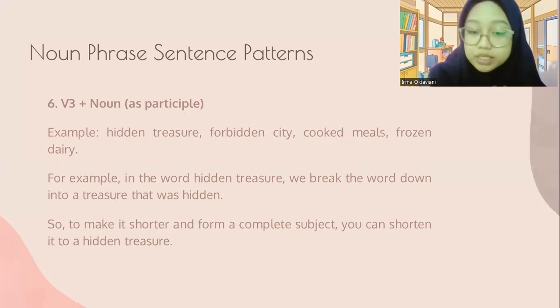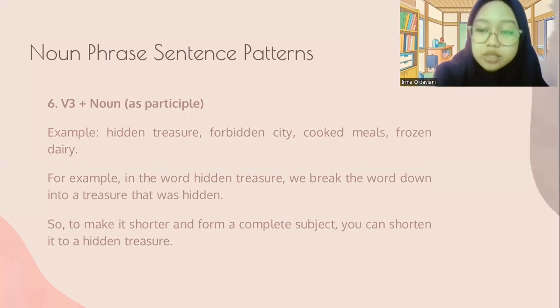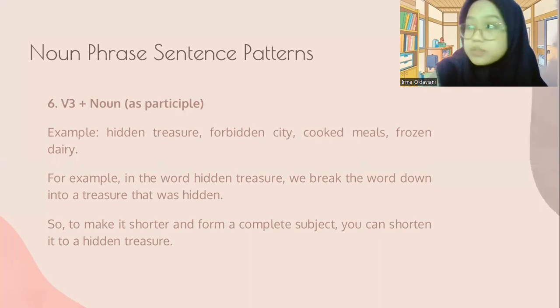The use of verb 3 has a function as a participle or explanatory information. They use relative pronouns such as who, which, that, whom in passive adjective clauses. For example, in the phrase hidden treasure, we break the phrase down into a treasure that was hidden. So, to shorten it and form a complete subject, you can shorten it to the hidden treasures.